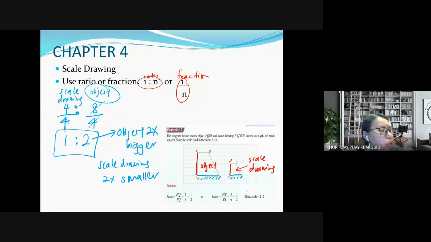So if I want to draw smaller, if let's say the question asks, given the scale 1:2, draw scale drawing. Okay, sketch your scale drawing. So how do I know?